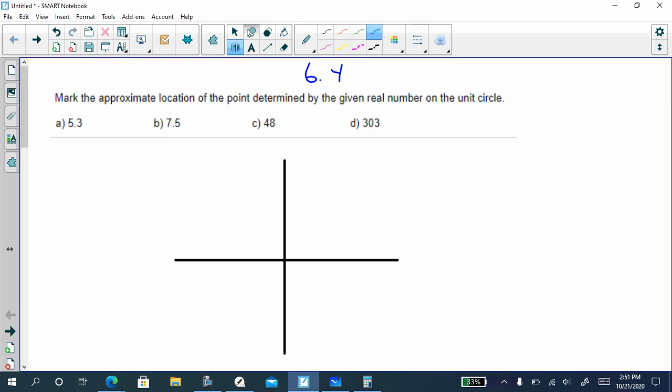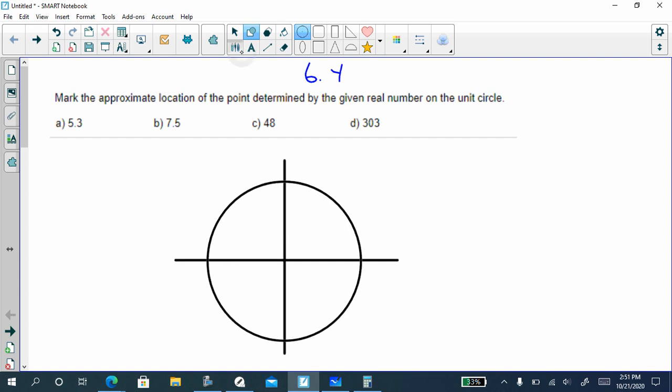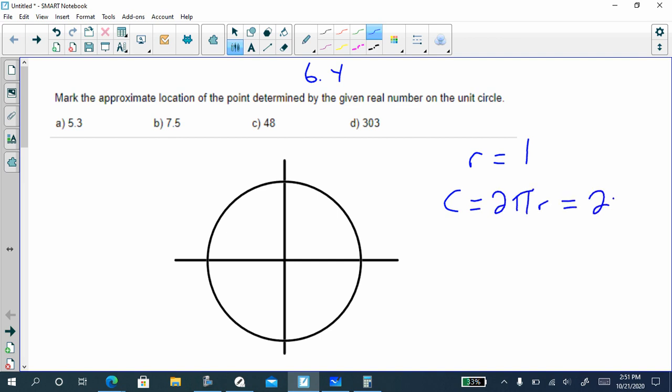The first exercise they have for us is to mark where some particular points would be on the unit circle. So remember, if it's a unit circle, it has a radius of 1 unit. Remember that the circumference is 2 pi r. So if the radius is 1, the distance all the way around is 2 pi. And that corresponds to an angular rotation of 360 degrees. So traveling all the way around the circle, we've rotated an angle of 360 degrees. We've traveled a distance of 2 pi.